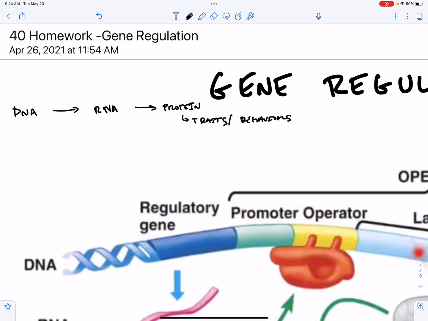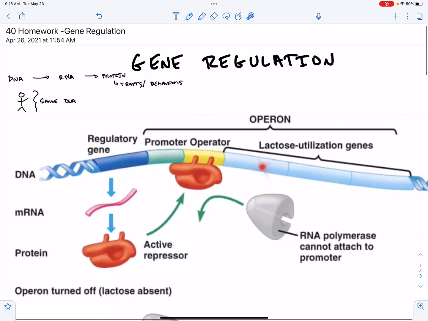But some of you have asked really excellent questions about the fact that while every cell in our body, with the exception of our gametes, has the same DNA, we express really different proteins depending on the cell type that we're looking at, which leads to different traits and behaviors within cells that contain the exact same DNA. So how is this accomplished? It's accomplished through a process called gene regulation.